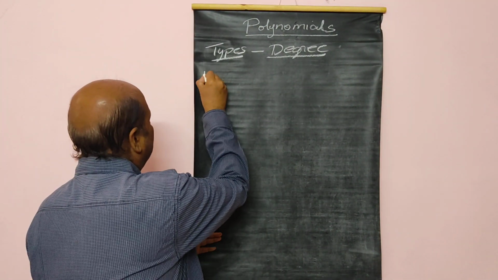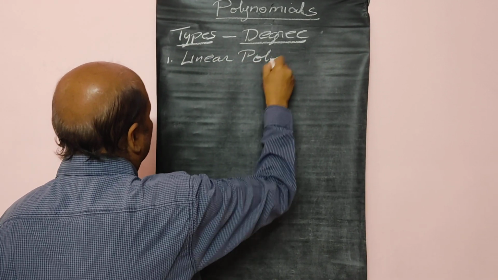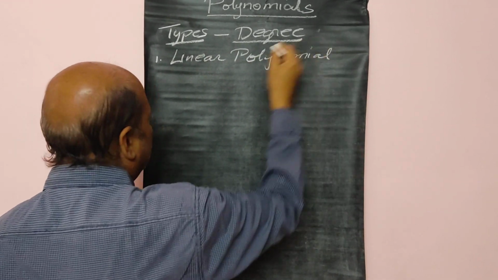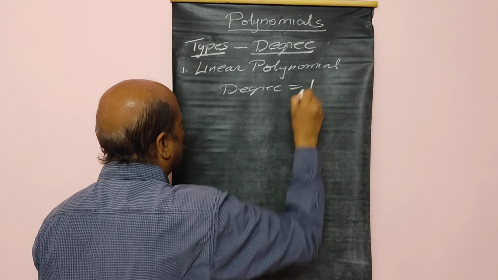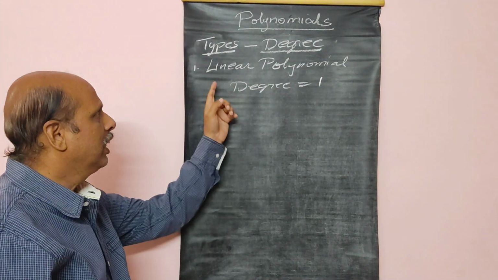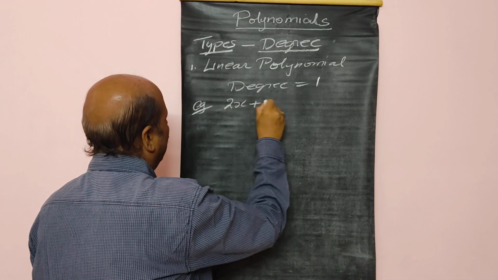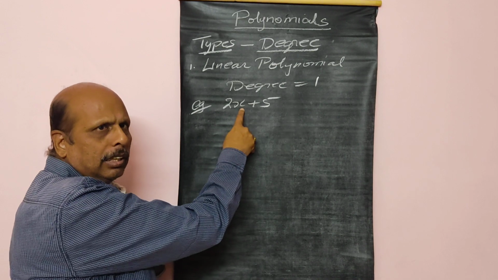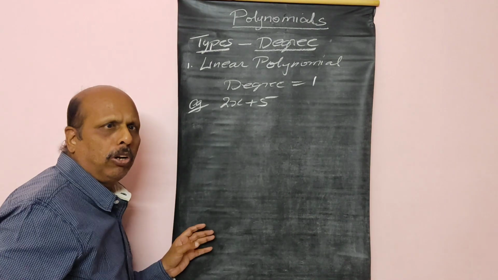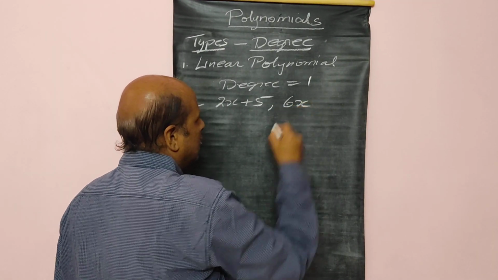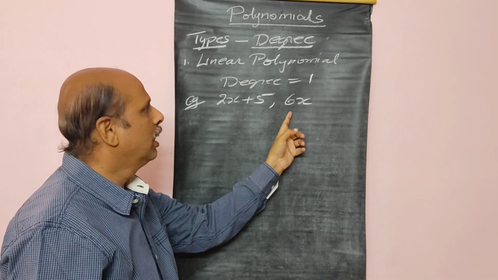So let's take the first type. The first type is called a linear polynomial. Here the degree is equal to 1. If the degree is 1, we say it's a linear polynomial. For example, 2x plus 5. Here the variable is x. The power of this variable is 1, therefore the degree is 1, and therefore it's a linear polynomial. Now I write 6x. Here again the power of the variable is 1, therefore it's a linear polynomial.